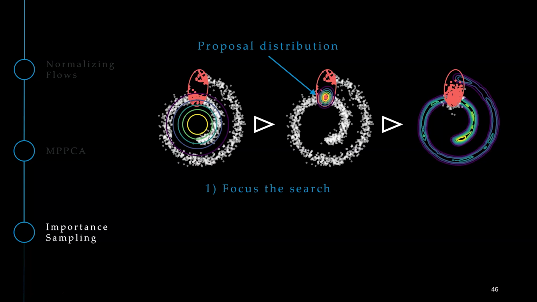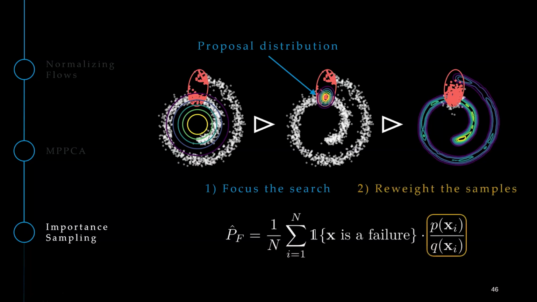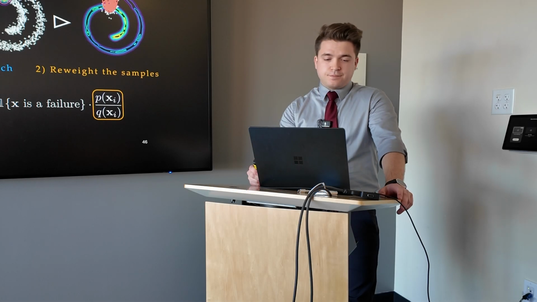But since we're coming from a biased distribution, we have to remember to reweight the samples, and we reweight them with something called the importance ratio. So it's okay if not all of this sticks. I really want the main takeaway here to be, importance sampling is a technique for estimating the probability of failure of a system, and estimating it efficiently. And the way we do it is by first focusing our search, and then we have to reweight the samples to account for the bias in our search.